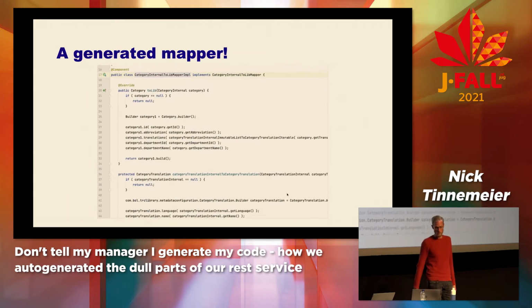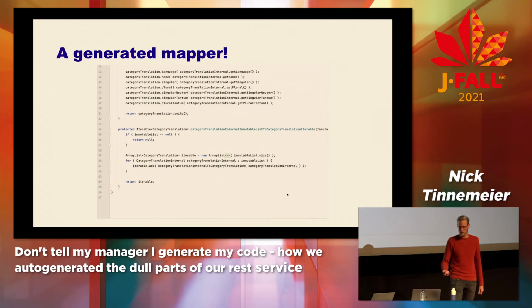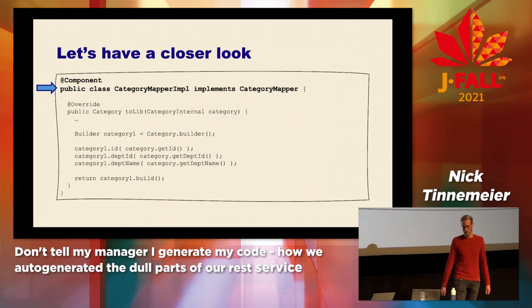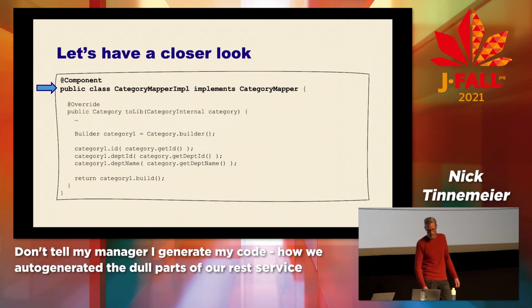Again, compile, and bam, there we have it, a generated mapper. So let's have a closer look. First off, we see that MapStruct did implement our interface. It also annotated it with a Spring component, and that's configurable. We use Spring, so that's pretty handy.